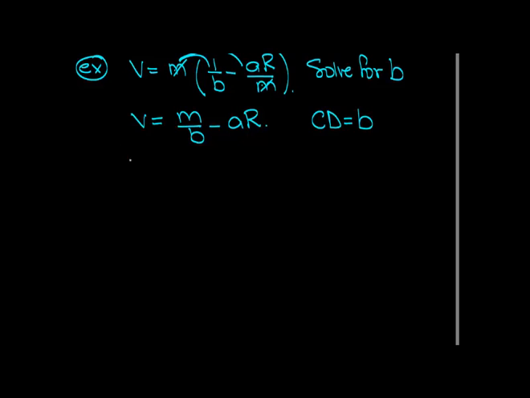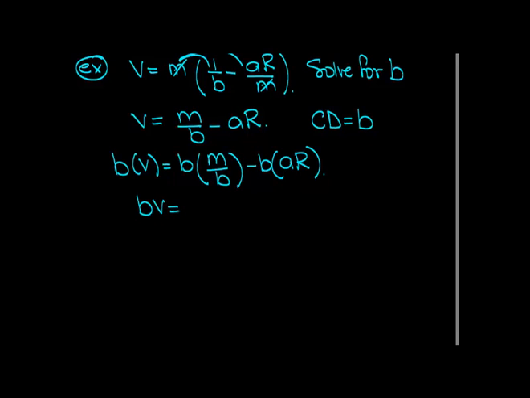So let's multiply each term by b, so you get b times v is equal to b times m over b minus b times ar. I'm just multiplying each term by the common denominator to get rid of those fractions. Out here I just get bv. Out here the b's cancel, so we just get m minus abr. Since we're solving for b, I want all the terms that have a b in them on one side, so I'm going to move this to the left. So I get bv plus abr is equal to m.